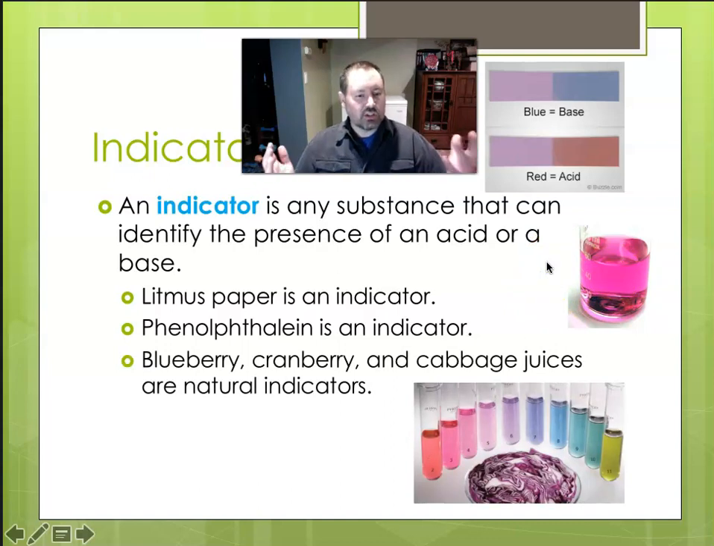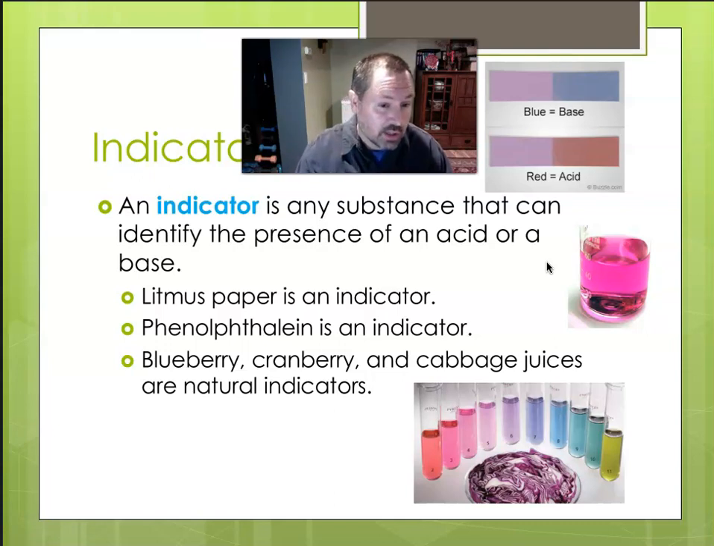God has given us all sorts of natural indicators, which is kind of neat. You could use blueberry juice. It could be cherry juice. But usually some dark vegetables, dark fruits, when you grind those up and put them in a solution, they make a good indicator. In this case, cabbage juice is a great indicator.